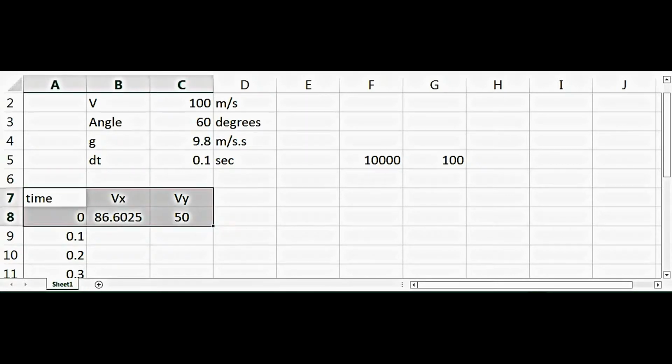Now, as we know, in the x direction there is no force acting, because it's a horizontal direction and we are ignoring the resistance due to the air. But in the y direction we have an acceleration. So after 0.1 second, there will be an acceleration acting opposite to the velocity of the ball. So the velocity will change like this: velocity at time 0 minus gravitational force times dt.